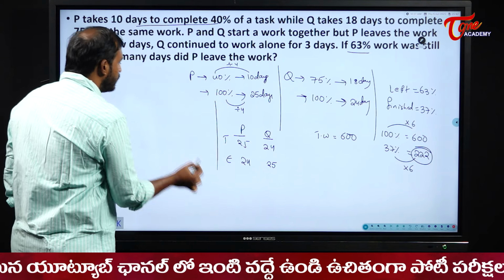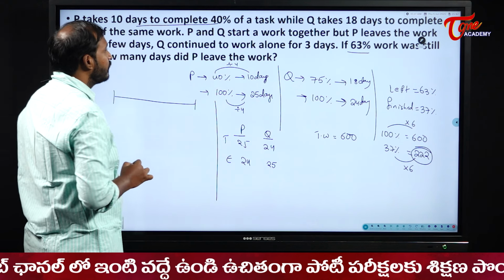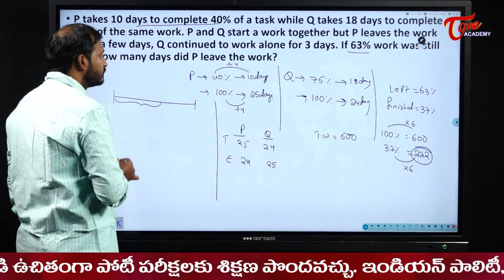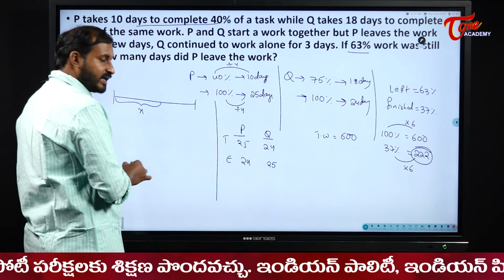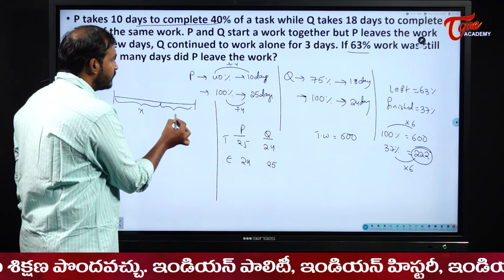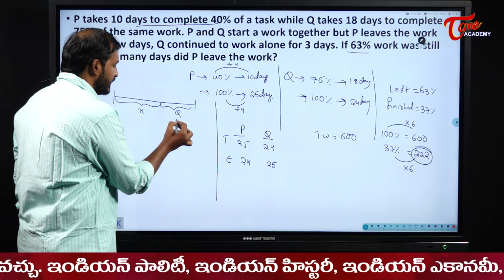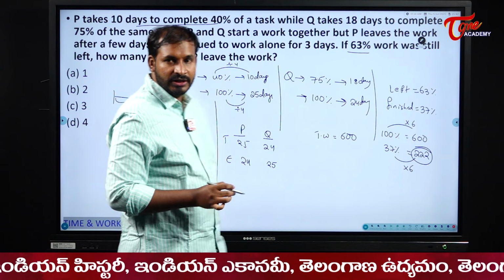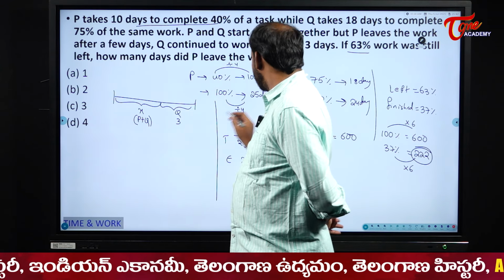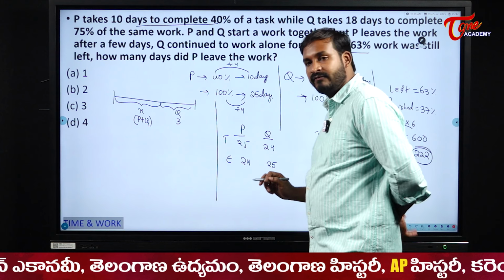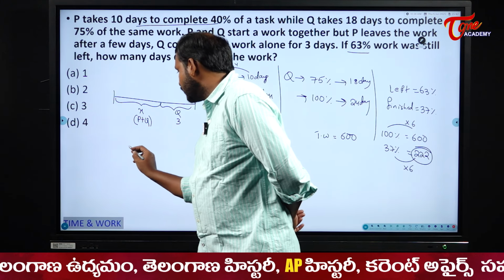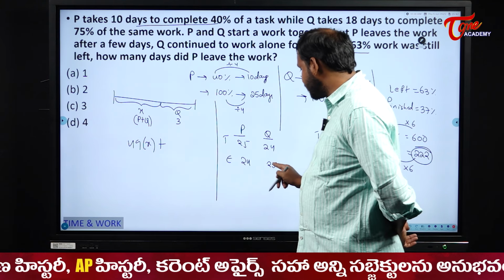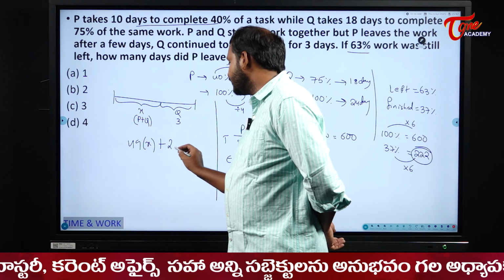So now what I will do? For the total timeline I will take. Okay. P leaves the work after a few days. Q continued to work for 3 days. That means assume P and Q worked for X days. And after P leaving the work, Q continued the work for how many days? 3 days. So here P and Q, and here only Q. Now see here, P and Q together. What is the combined efficiency of P and Q? 24 plus 25, 49. So 49 into X. Plus Q worked for how many days? 3 days. Q's efficiency is how much? 25. So 25 into 3.